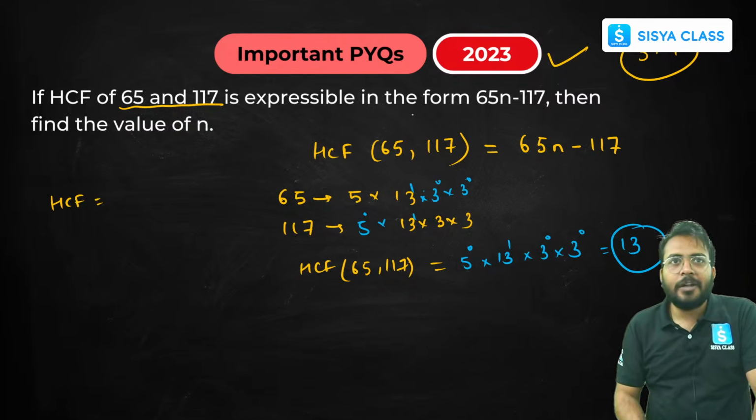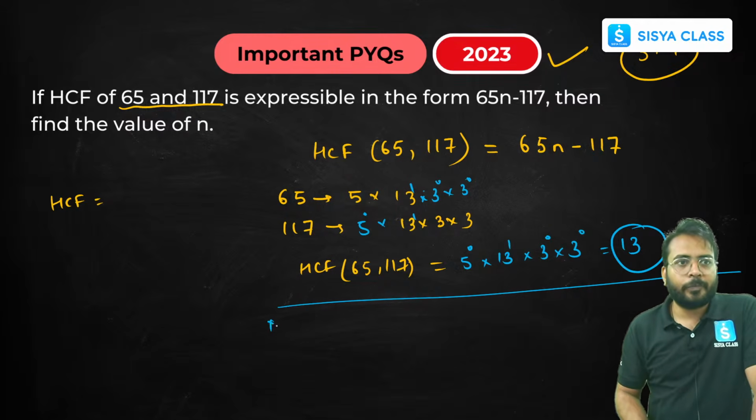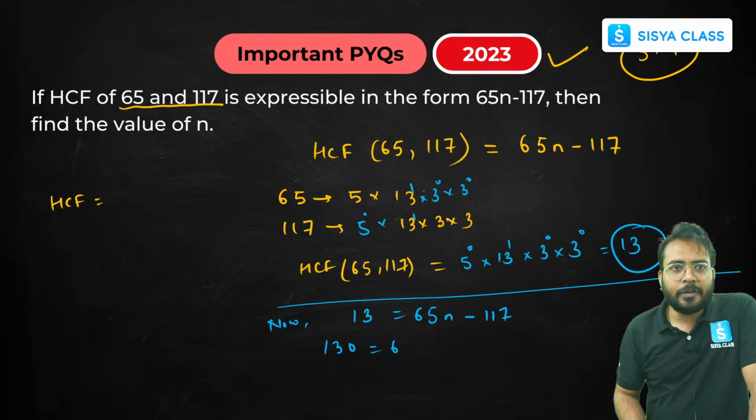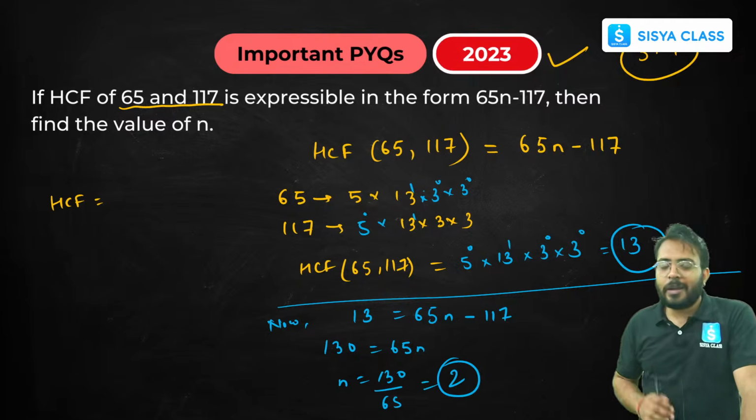So now I can write that 13 is equal to 65n minus 117. So 117 plus 13 is 130, so 130 is equal to 65n. So n is going to be 130 divided by 65, and that is going to be 2. So the value of n is 2.